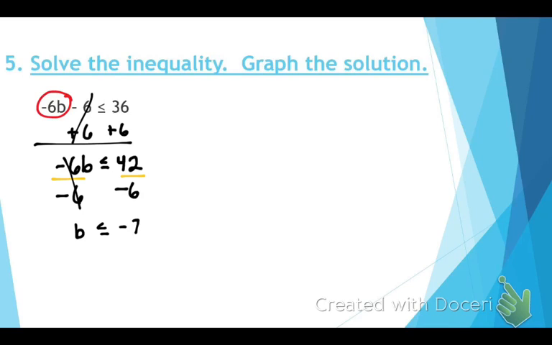All right? Luke, do I need to flip my symbol? Yes. Anytime you divide by a negative number on both sides, you do need to flip the sign. So now, class, read me what the new and final answer should say. B is greater than or equal to -7.